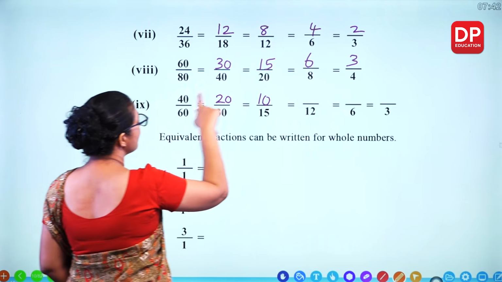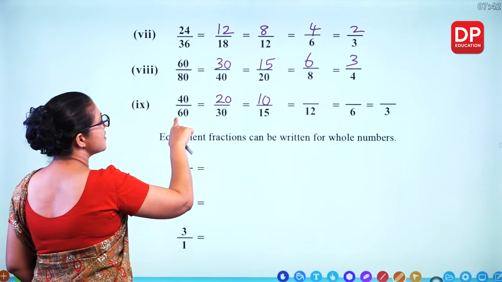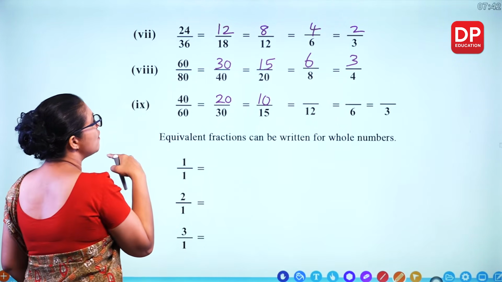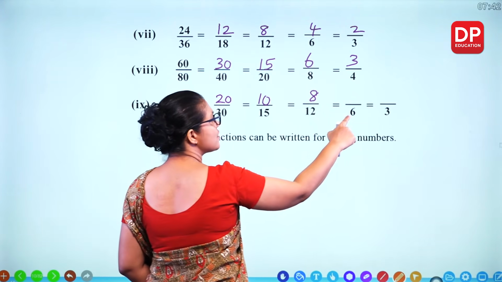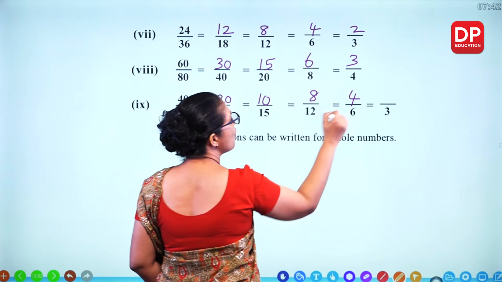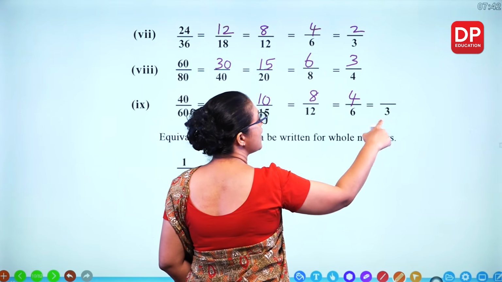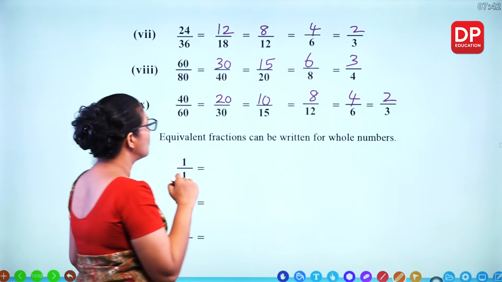Here to here, divide by 5. 60 divided by 5, you get 12. 40 divided by 5, that's 8. Again 12 to 6, divide by 2, you get 4 here. Divided by 2 again, you get 2.